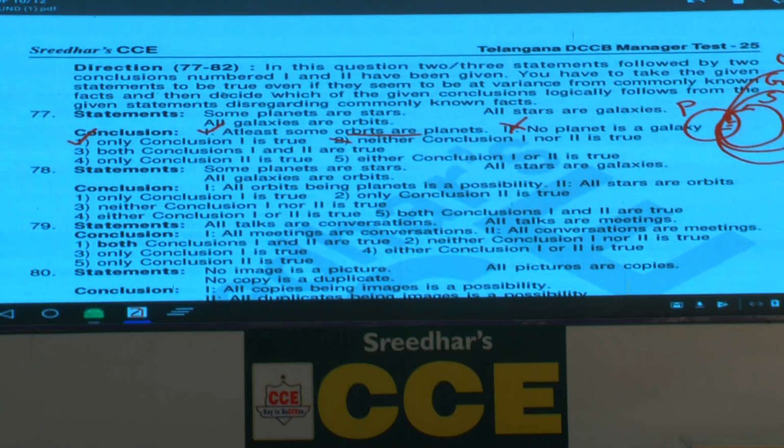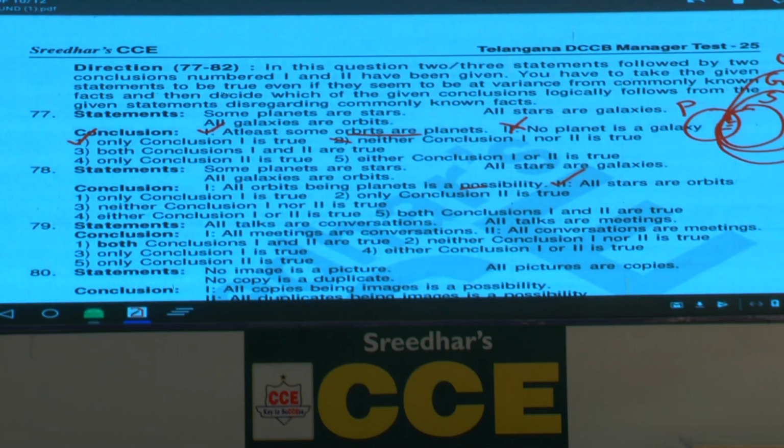Then question number 78, if you observe here 77 and 78, the statements are one and the same. Hence the same diagram will holds good for this 78 as well. Now 78, all orbits, first one is a possibility, we can work it outwards. Second one, all stars are orbits. All stars are orbits, definitely true.